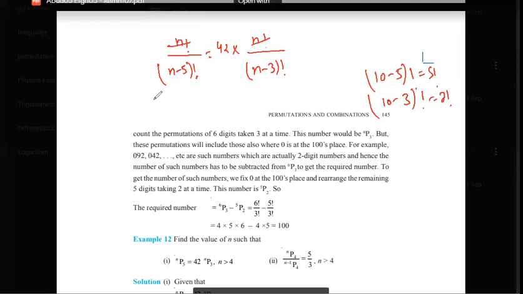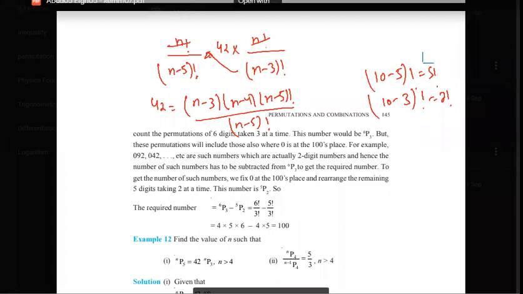So can I write like this? 42 is equal to (n minus 3) into (n minus 4) into (n minus 5) factorial divided by (n minus 5) factorial. This is multiplied to that side. Can I write like this? Yes or no? Step by step. Always do that: convert the bigger factorial into the smaller one.